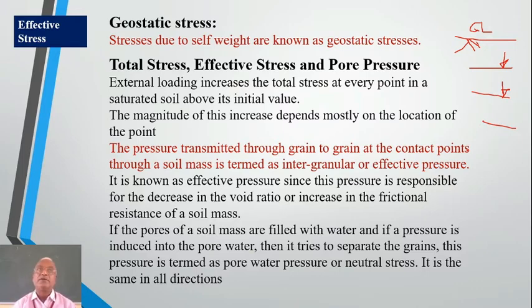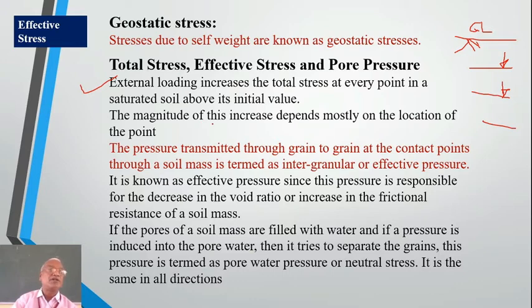Now the terms start: total stress, effective stress, and pore water pressure or pore pressure. Now we'll read it. Let's say external loading increases the total stress at every point in a saturated soil above its initial value. The magnitude of this increase depends mostly on the location of the point.